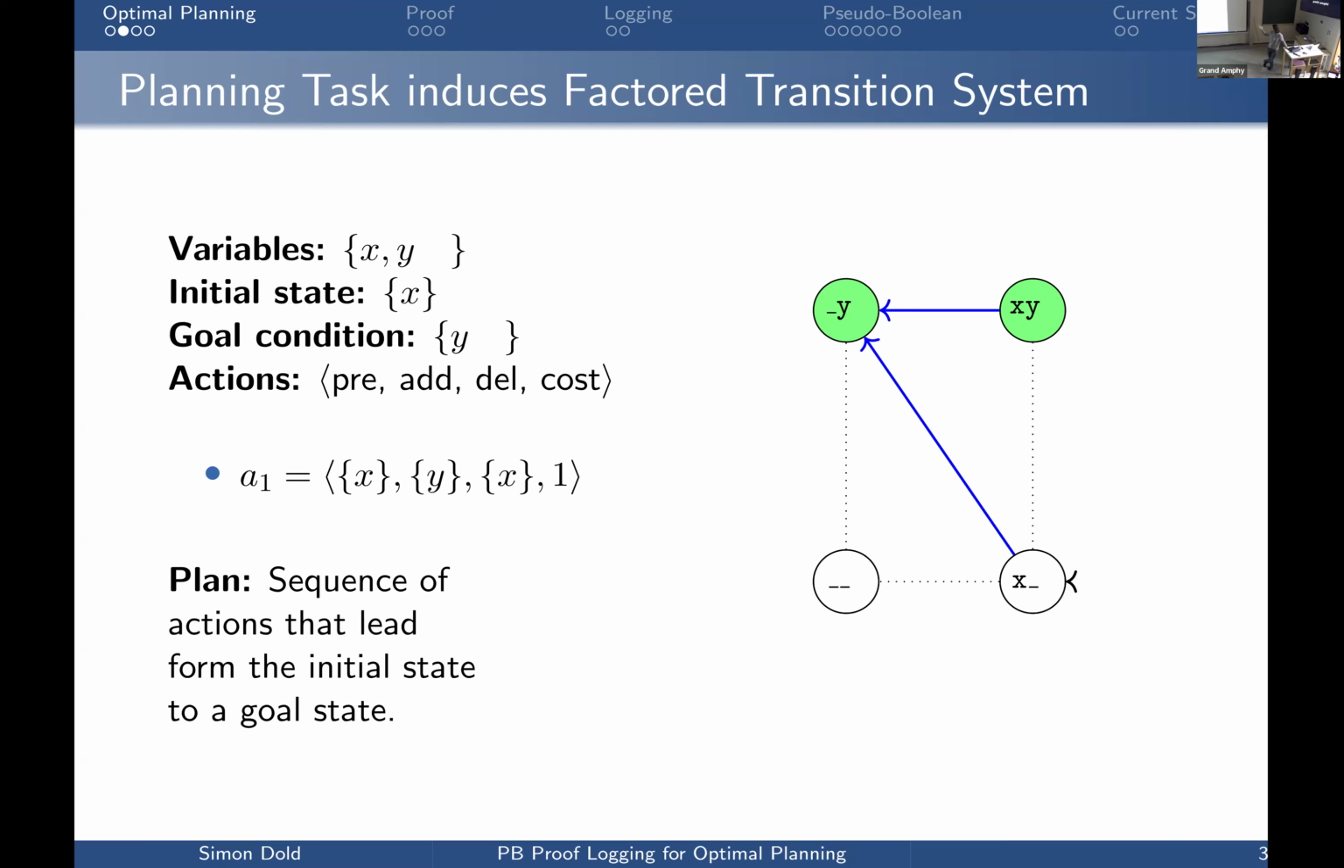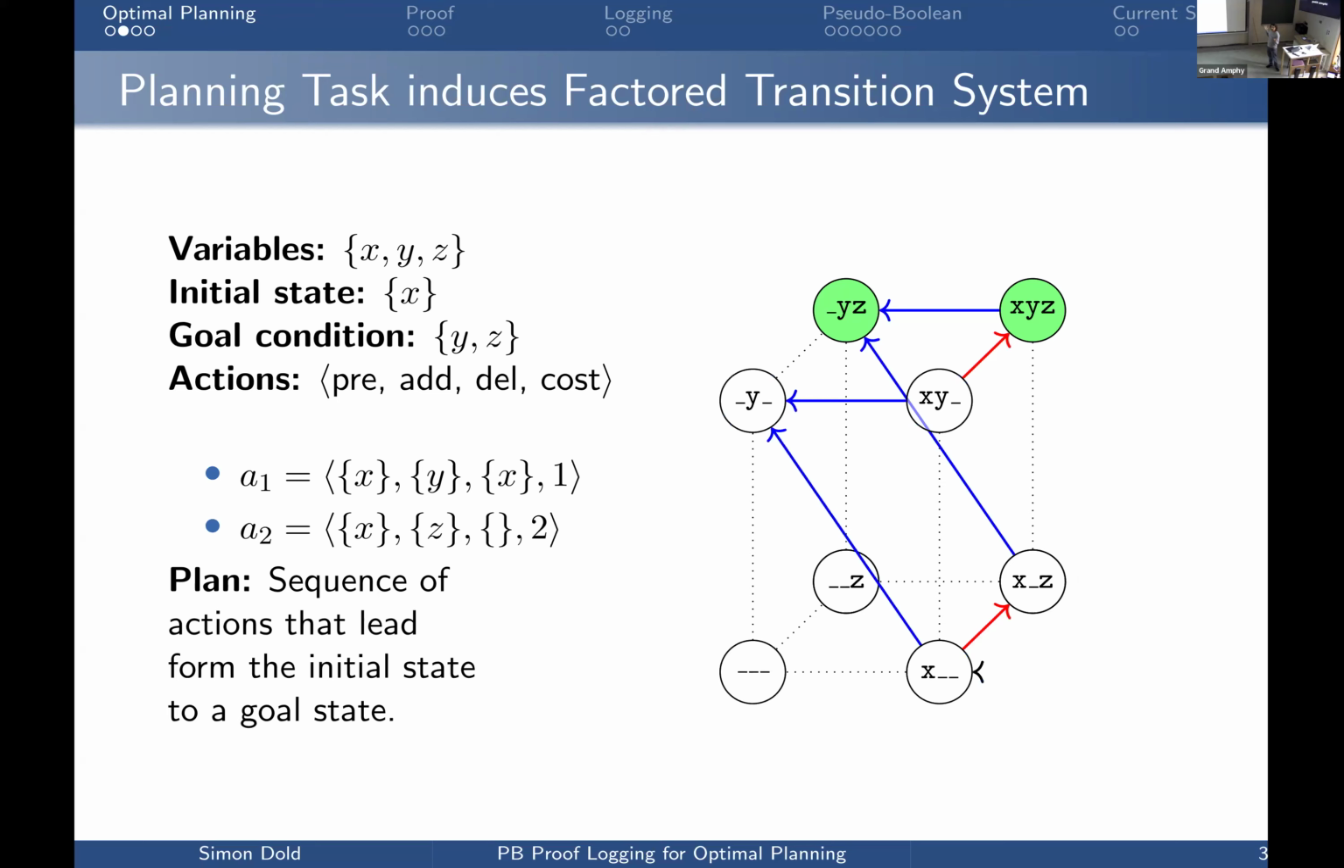So in this example, it's very easy because it's just a two-dimensional Hamming cube, but we can extend it to more variables and get more dimensions, so to say. And here I added more actions to make it more interesting. And you can imagine that it gets fairly complicated quickly if we extend it more and more.